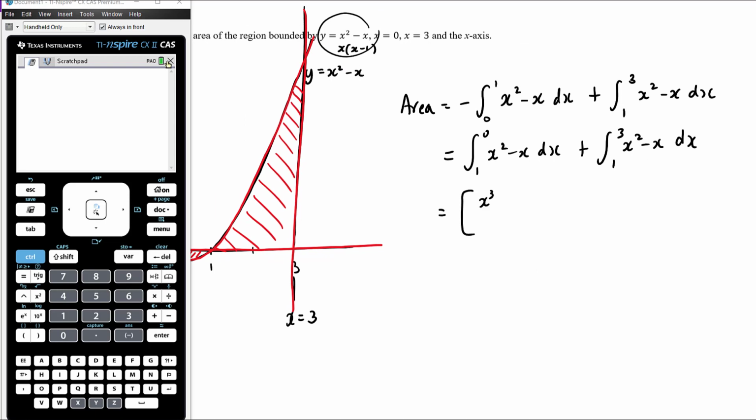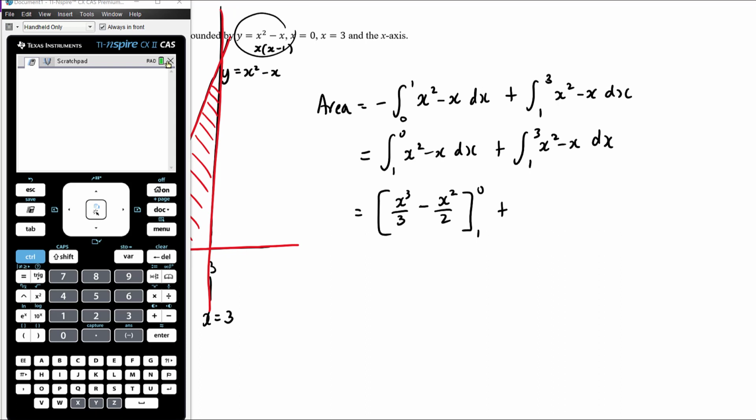Antiderivative of x squared is x cubed on 3 minus antiderivative of x is x squared on 2. We're doing that from 1 to 0. And then we have plus, so it's the same antiderivative. We can just get that out of the bracket. And we're doing that from 1 to 3. Okay, so subbing in 0 first here, that's the upper limit. So 0 minus 0. Subtracting, subbing in 1, that will be 1/3 minus 1/2.